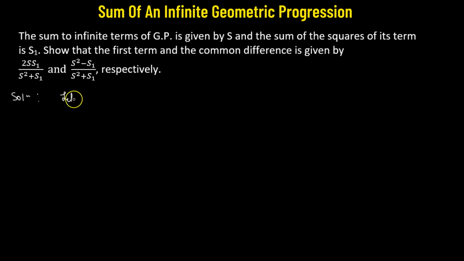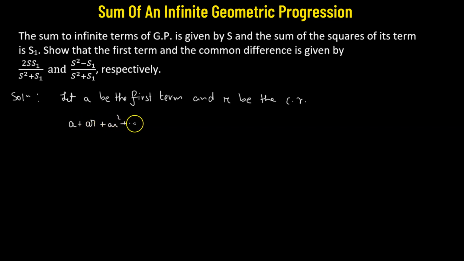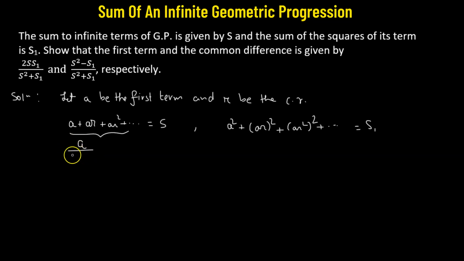Let A be the first term and r in lowercase be the common ratio of the given infinite geometric series. Now, it's given here that the sum of the terms, that means A plus AR plus AR squared all the way up to infinity, is given by the sum S, and the sum of the squares of each term, so we have A squared plus (AR) whole squared plus (AR squared) whole squared, is given by S1. Now we know that the sum to infinite terms of a geometric progression is given by the first term divided by 1 minus the common ratio. So this is the value of S.